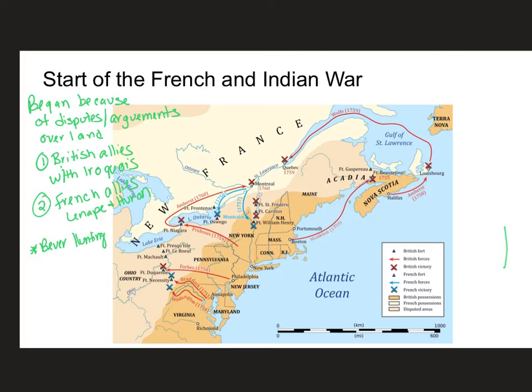So first we had our French, which you can see by the lighter color here. So French was the lighter color, and they're all located up more into Canada. Then you could see where we have Great Britain, which was all along the coastline. And then you could see the area that was argued or disputed over, which was kind of this area in the middle.